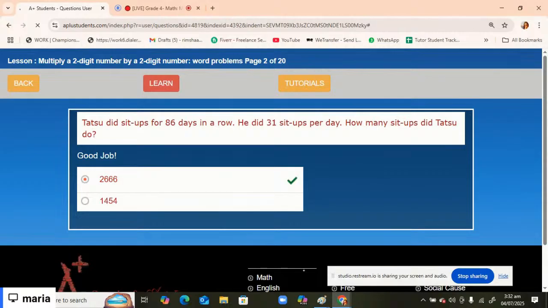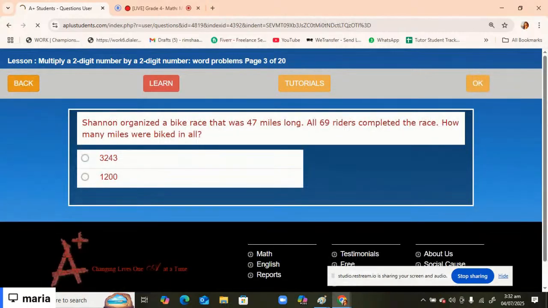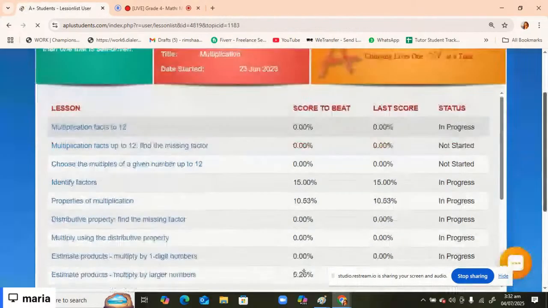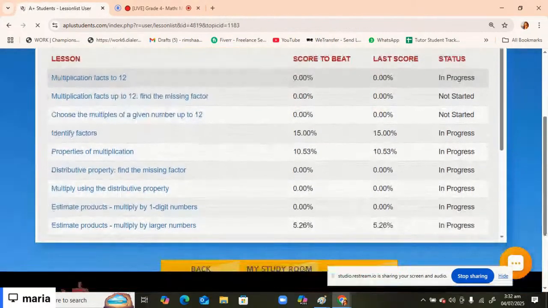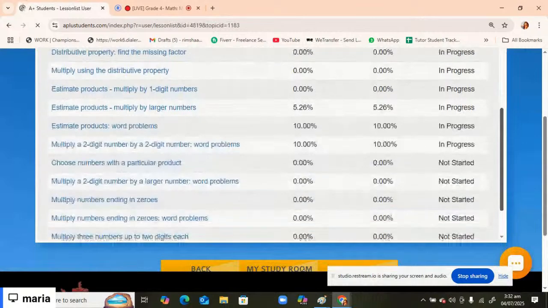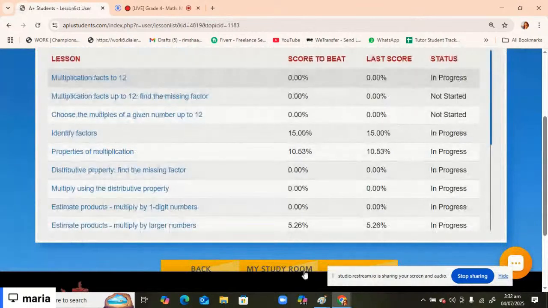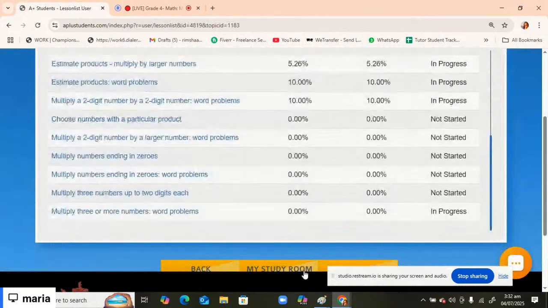All right, hope you guys understand this lesson. So solve the rest of the test questions regarding this lesson by yourself. So we have done multiply two digit number by two digit number word problems. Now the lesson, choose number with a particular product.